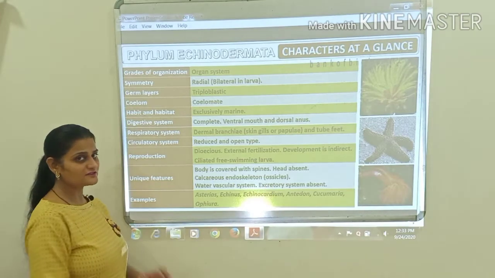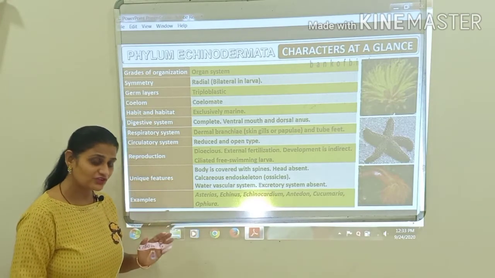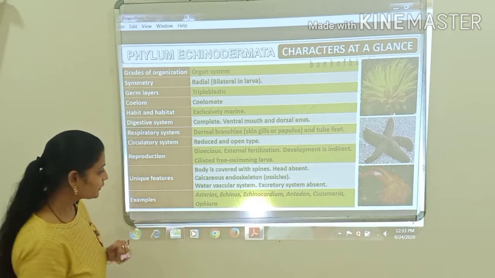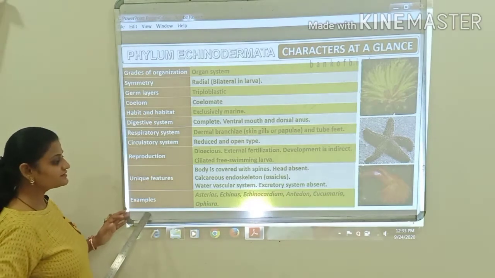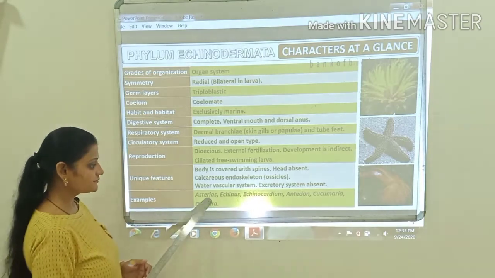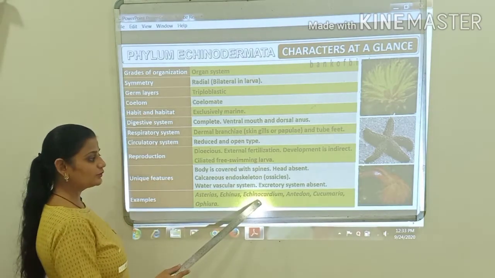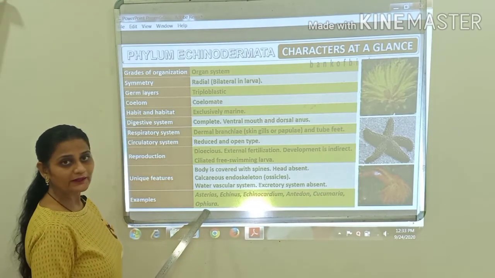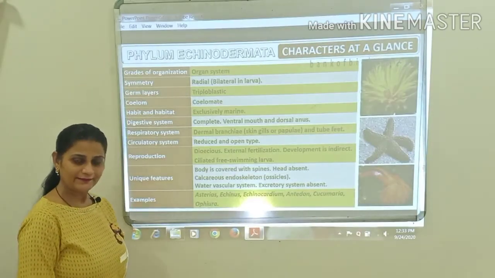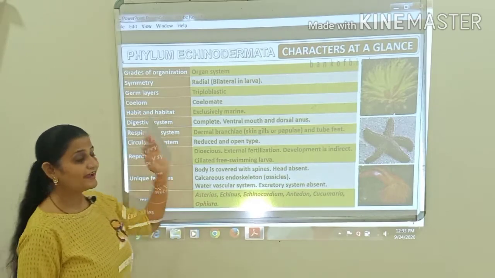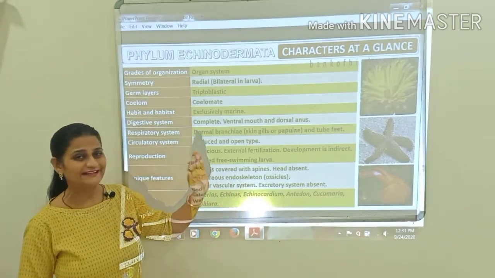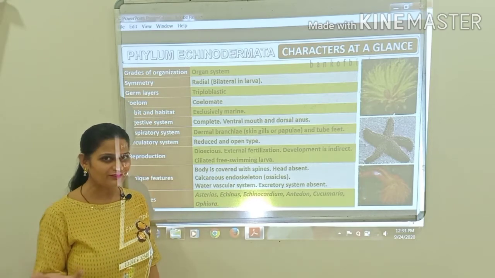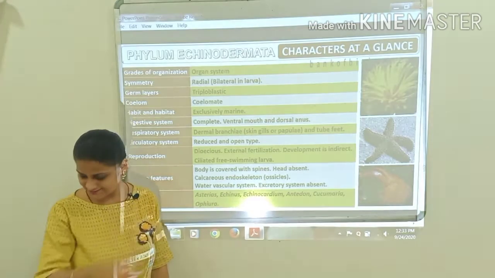And excretory system is absent. Excretion takes place by simple diffusion process. Okay, and various examples are Asterias, Echinus, Echinocardium, Antedon, Cucumaria, Ophiura, etc. Clear? I hope I have made all the features clear to everyone, right? So shall we move to the next phylum now? Yes.